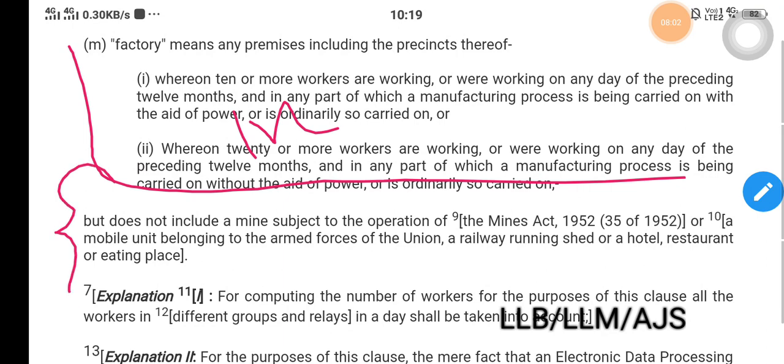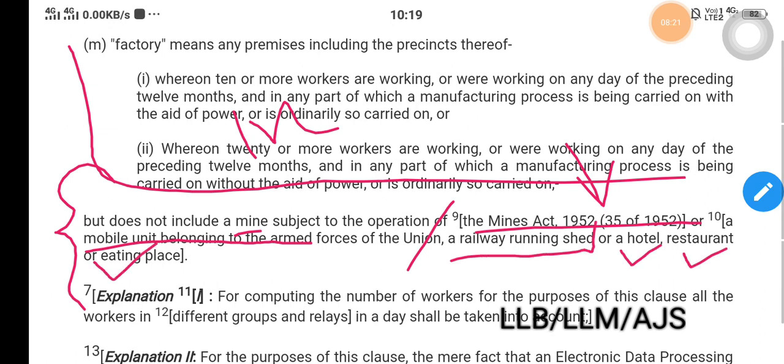And the things which are excluded from the definition of factories are, first of all, a mine, which is subject to the operations of the Mines Act 1952, 35 of 1952. Second, any mobile unit of the armed forces of the Union. Third, a railway running shed. Fourth, a hotel, a restaurant, an eating place. These are excluded. That means hotel, restaurant, or eating place are not factories.